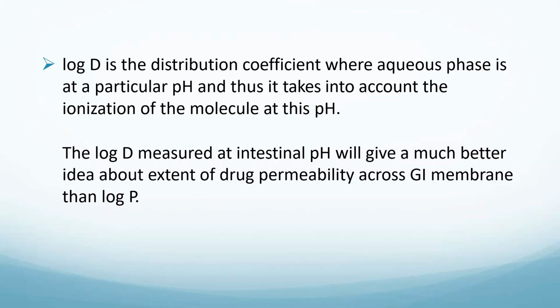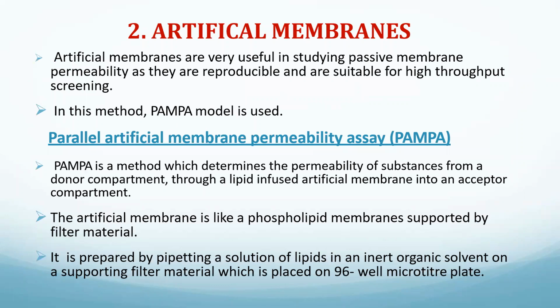And log D is measured at the intestinal pH value. This gives a much better idea about the extent of drug permeability across the GI membrane than log P. That is about partition coefficient. Next one is the artificial membrane.